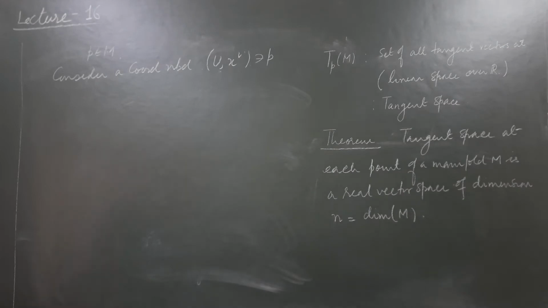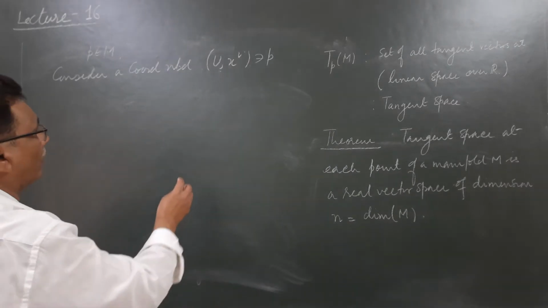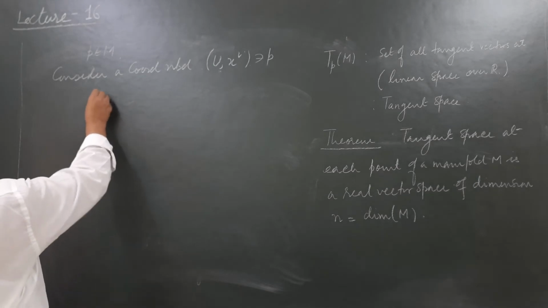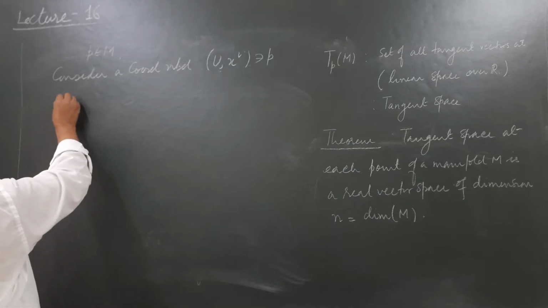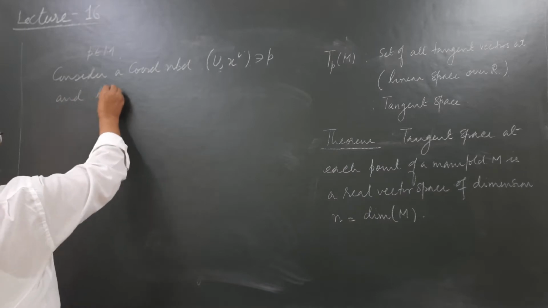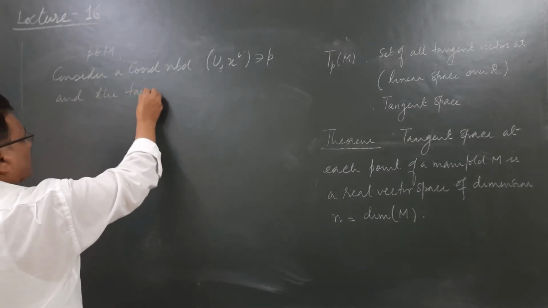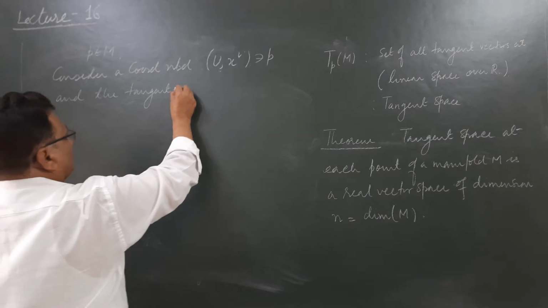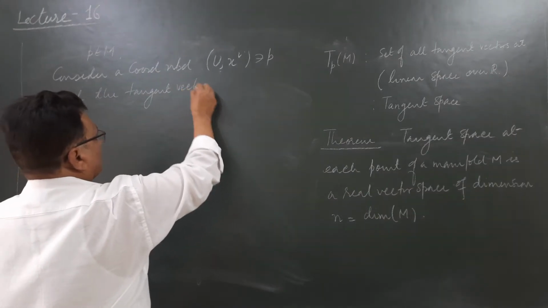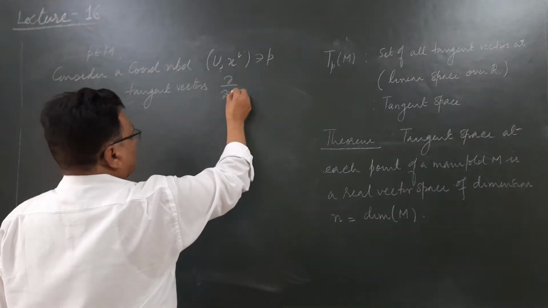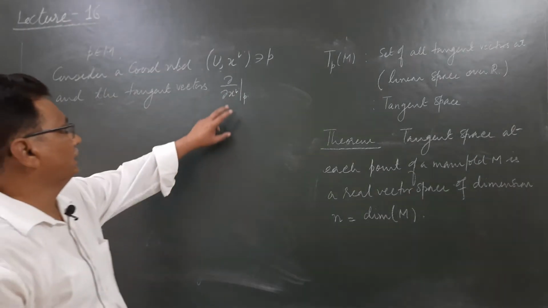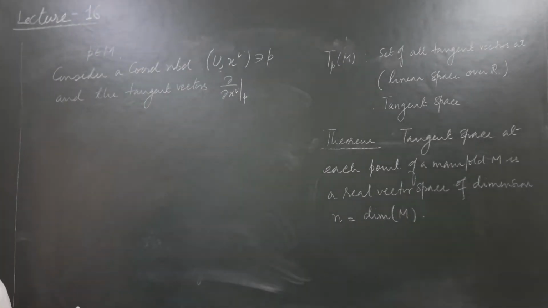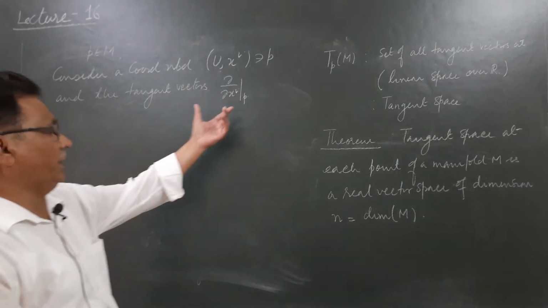All right. So what I will do, I will look at these vectors. Consider a coordinate neighborhood (U, x_i) and the tangent vectors ∂/∂x_i at P. We have already realized that these quantities are tangent vectors at P. What I am going to show is that it is a basis.